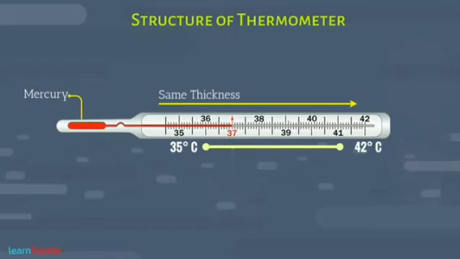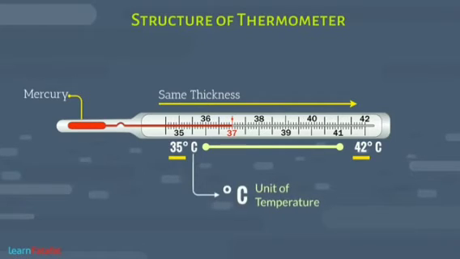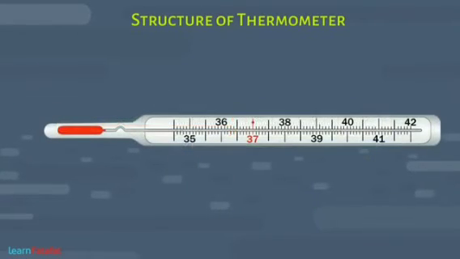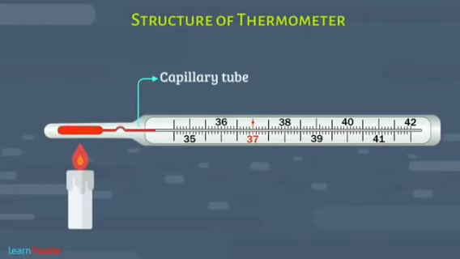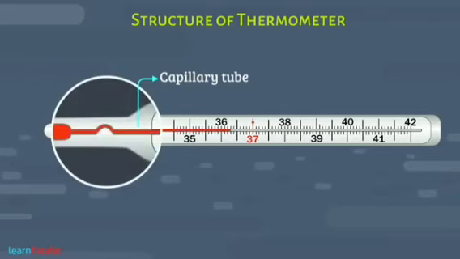Here, you must have understood that 35 and 42 are numbers and degrees Celsius is a unit of temperature. There is a very fine tube which originates from the bulb. It is called capillary tube. With rise in temperature, mercury expands in this tube. The capillary tube is bent near the bulb. It prevents mercury from flowing back into the bulb immediately. It gives more time to read the temperature.